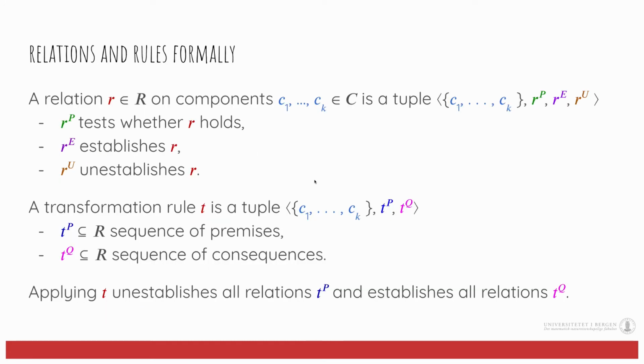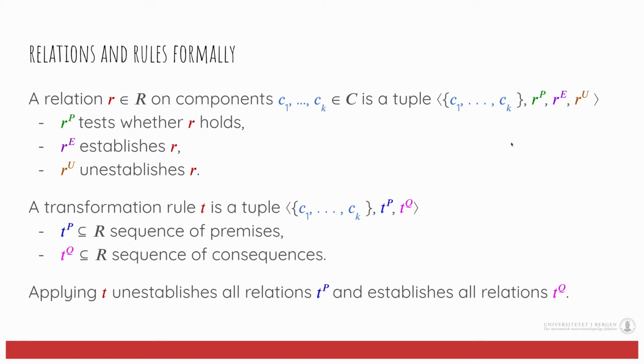Let's now look at what the relations and rules are formally. Here, capital R denotes all relations and capital C denotes all components. A relation R on components C1 through CK is a tuple consisting of the components C1 through CK, a predicate to test whether R holds on the components, a procedure to establish R, and a procedure to unestablish R.